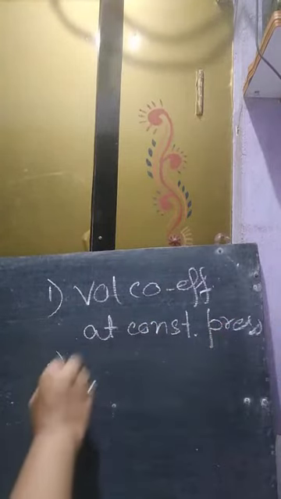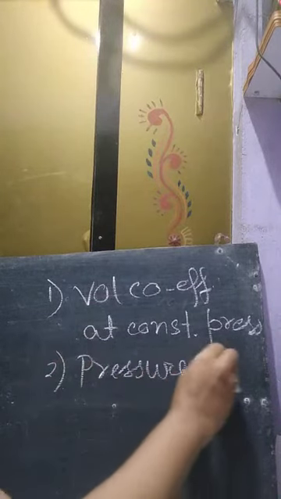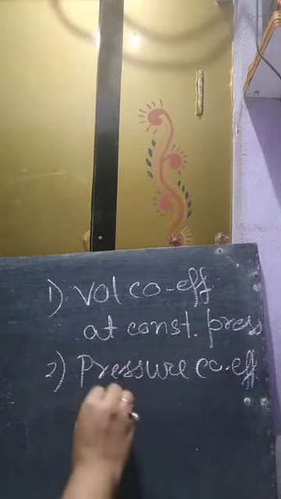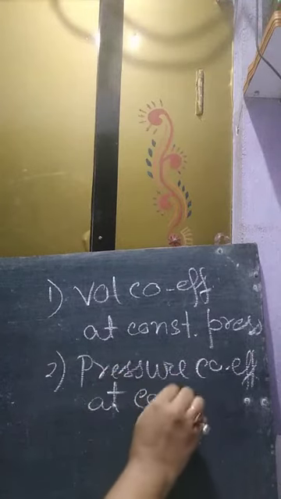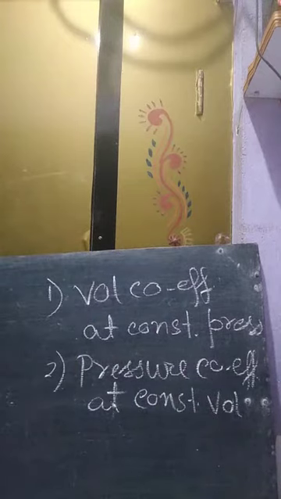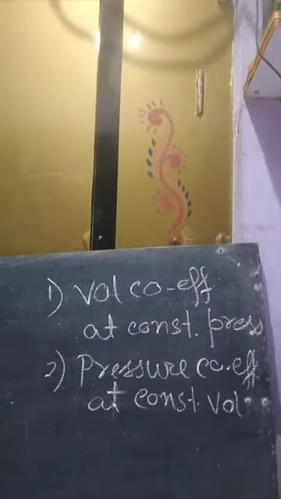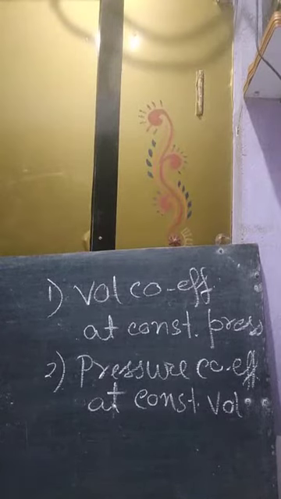and the next one is the pressure coefficient at constant volume. These are the two coefficients that are calculated if we change the temperature. Then what is this volume coefficient? Volume coefficient is defined at constant pressure.